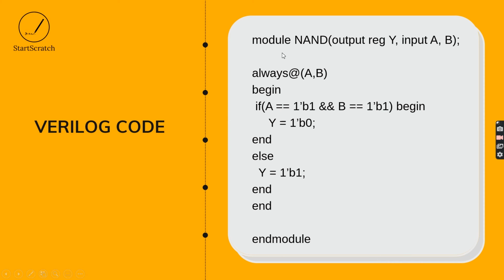Here you can find the upper part is similar to the AND gate, and in the always block you can find the property, that is a equal to 1 and b equal to 1. If both are true, then y will be equal to 0, or else y will be equal to 1.